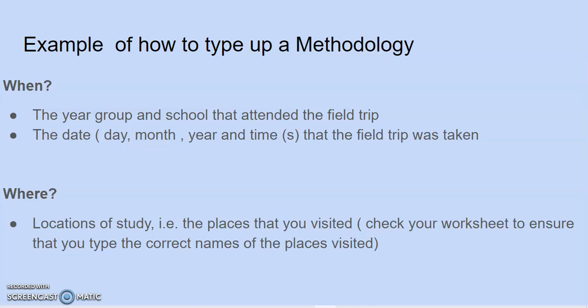When, you're supposed to type the year group that went out as well as the name of your school that attended the field trip. You must include the date, which includes the day, month, year, and time or times that the field trip was taken. Where? This is the locations of study, and that means the places that you visited. Of course, all this information can be found on your worksheet, which you should have.